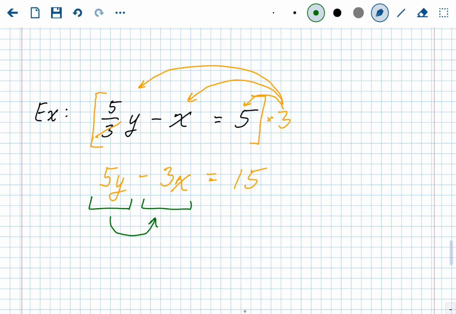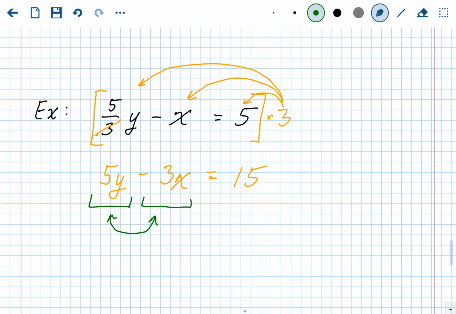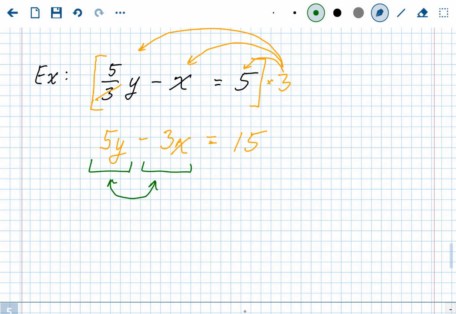Now remember, it's the commutative property of addition. You can rearrange the terms. But remember, whatever sign is in front of that term has to stay with it. So this is a minus 3x. So that minus 3x, that minus part has to stay with the 3x. So when we rewrite it, it'll be minus 3x. The 5y is positive, so plus 5y equals 15.